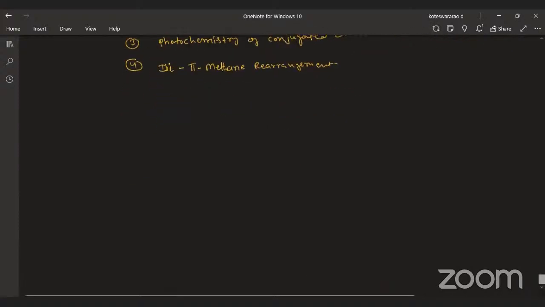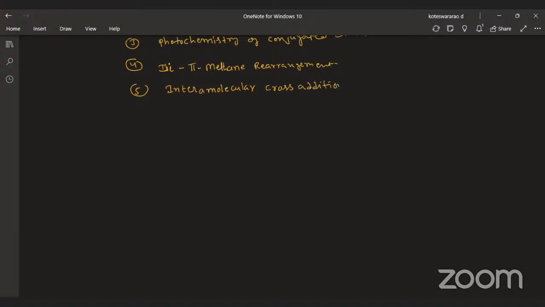Next one. After the di-pi-methane rearrangement, the fifth kind of reaction is the intramolecular cross addition reaction.